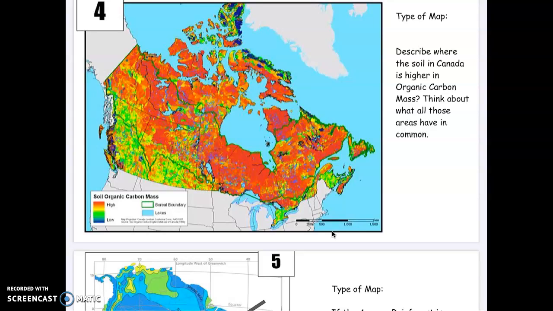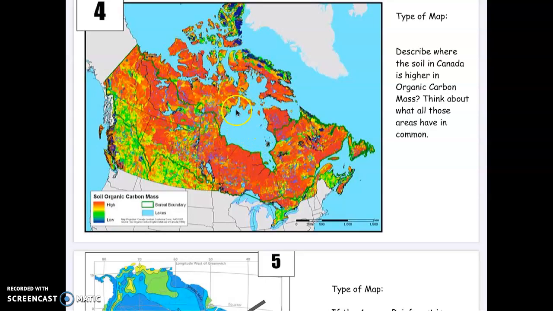So when we look at this map, we can look at the carbon mass, the organic carbon mass down here, and look at where it's higher. So we have to use our scale to help us with this. Lower is blue, red is higher. So we see all these areas of red.